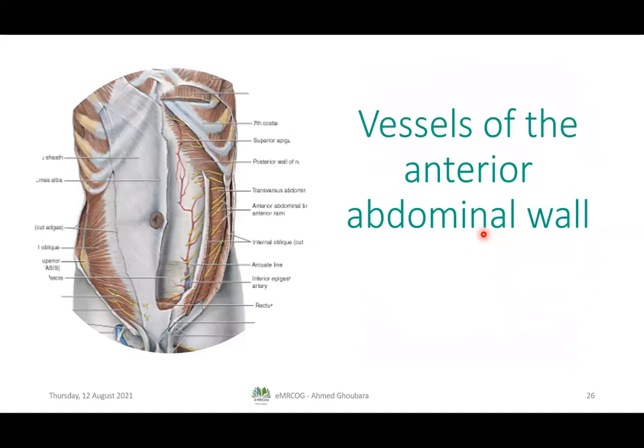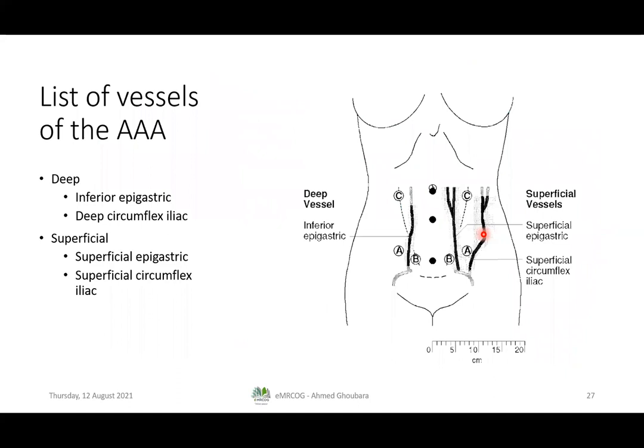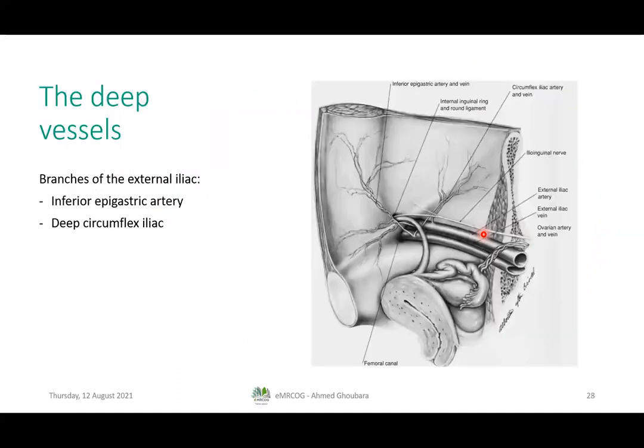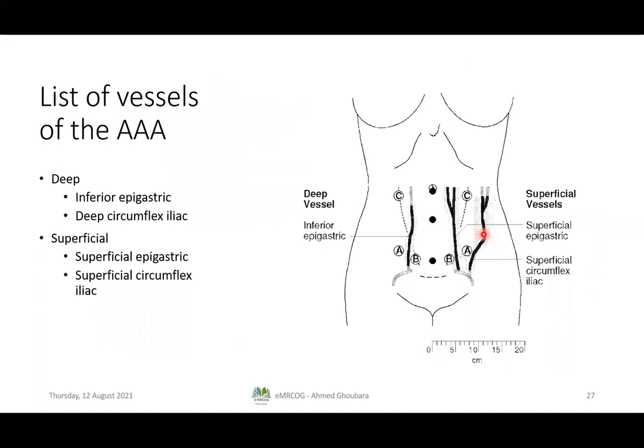Vessels of the anterior abdominal wall, very, very important. So list the vessels. What are the vessels of the anterior abdominal wall? We're talking about the wall, not inside the pelvis, not inside the abdomen. The vessels, as you know, will be superficial, and also we have some deep vessels in the wall.